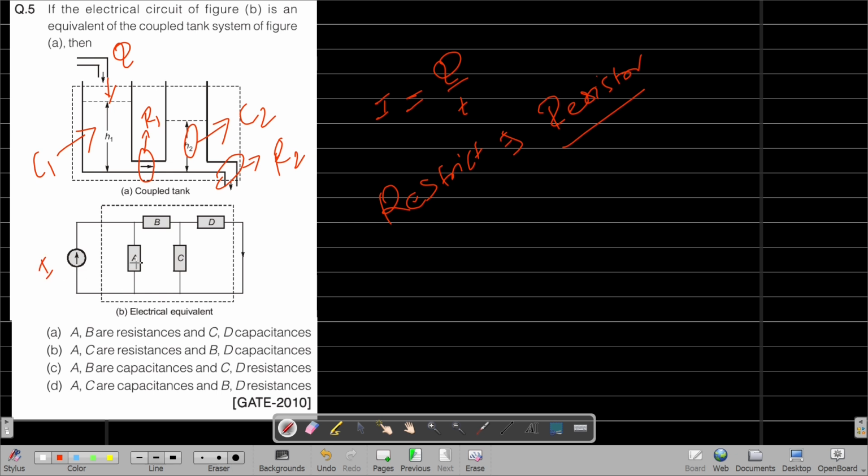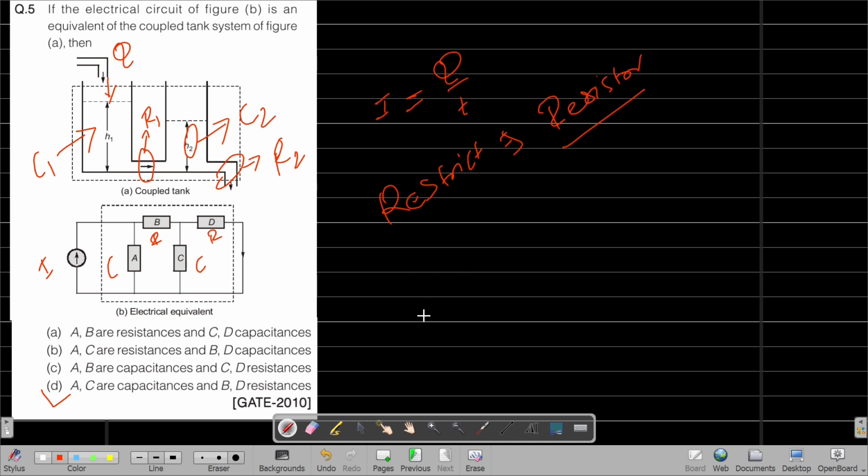So as it is current, this is a capacitor, this is a capacitor, this is a resistor, and this is a resistor. According to this, if we check, A and C are capacitors, B and D are resistors, so option D is correct answer.